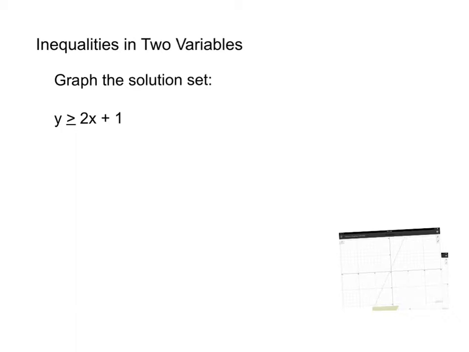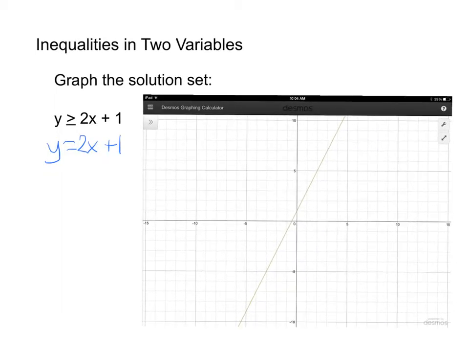When we want to graph the solution set for an inequality, the first thing we do is graph the related equation. So this is an inequality: y is greater than or equal to 2x plus 1. But the related equation would be y equals 2x plus 1. So we'll start by graphing that. That has a y-intercept of 1 and a slope of 2, which is 2 over 1, which means go up 2 and 1 to the right. Up 2 and 1 to the right, and you get that line.